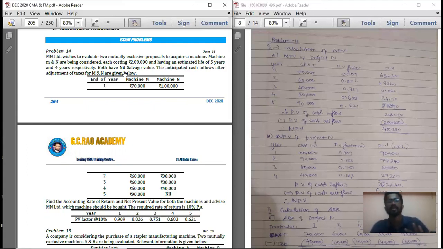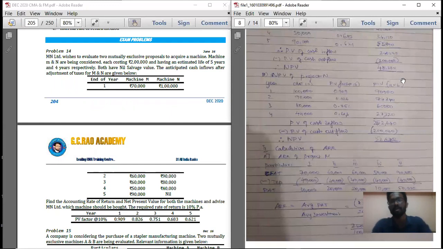What we should do is, they have given CFAT, we should convert it into present value of cash inflows, then total it. From that you should deduct the present value of cash outflow, that is machine cost. We are getting NPV of 48,290. Below that, leave one line gap, record capital B. NPV of project N.